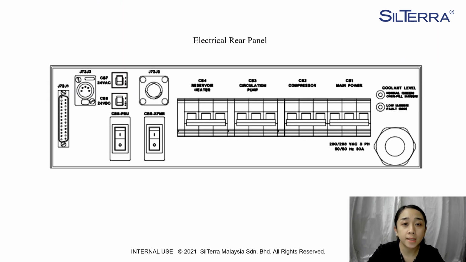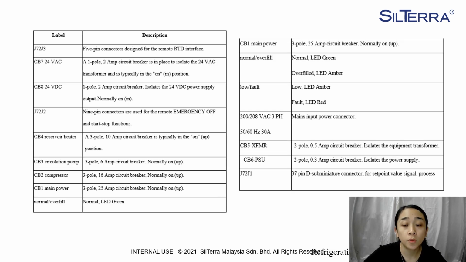Okay, so next we have the electrical rear panel. This component is behind the TCU 4080. What we have in the electrical rear panel: the first one is component J7 to J3. The second one is CB7, 24 VAC. Next we have CB8, 24 VDC. Next J7 to J2.